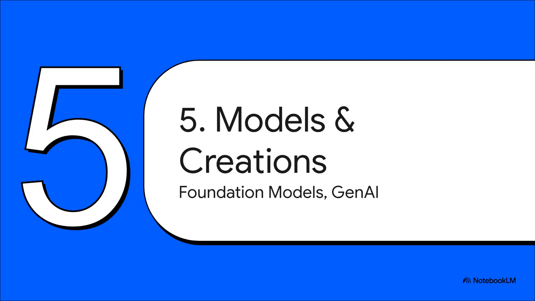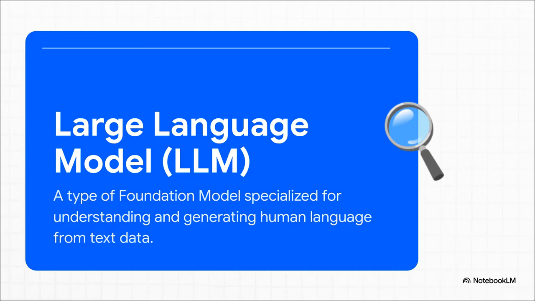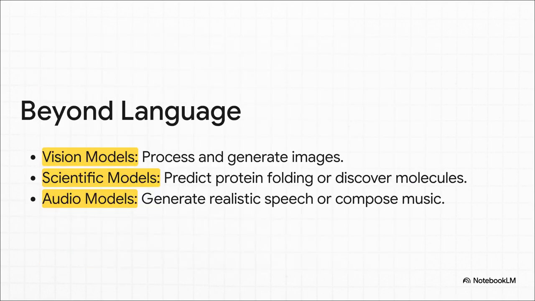Which brings us to the terms you hear about every single day. Let's talk foundation models, LLMs, and generative AI and see exactly where they fit in our map. So, a large language model, or an LLM, is a specific type of foundation model. It's been trained on a mind-boggling amount of text, books, articles, websites, which makes it an expert at understanding, summarizing, and generating human language. But, and this is a crucial point, LLMs are just one piece of the puzzle. Foundation models can be specialized for all sorts of things: vision models for images, scientific models for discovering molecules, and audio models for creating music. It's not all just about text.